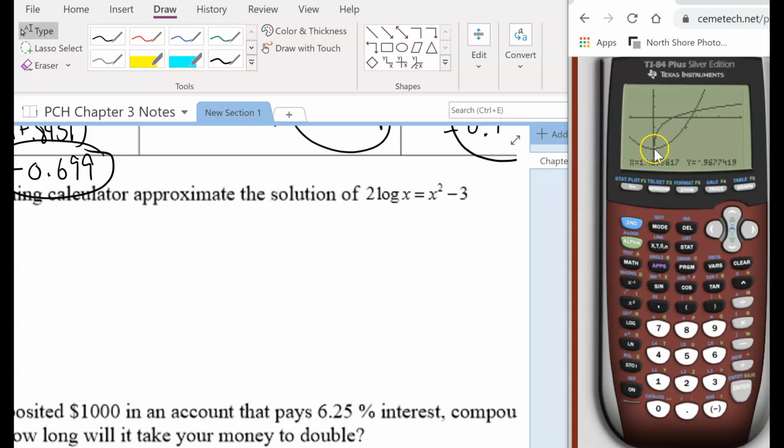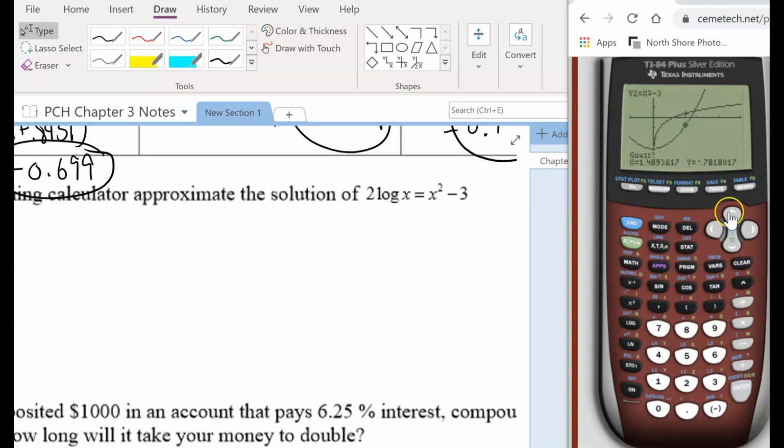Alright, so again, here's going to be one intersection. That's going to be a solution of this. And then here's the other intersection, which will be another solution. So we're going to go second and calc, and we want the intersection, so that's 5. And it wants the first curve. So we're on the 2 log x, so I'm just going to hit enter. And then it automatically flips to the second curve, x squared minus 3, so I'm going to hit enter again.